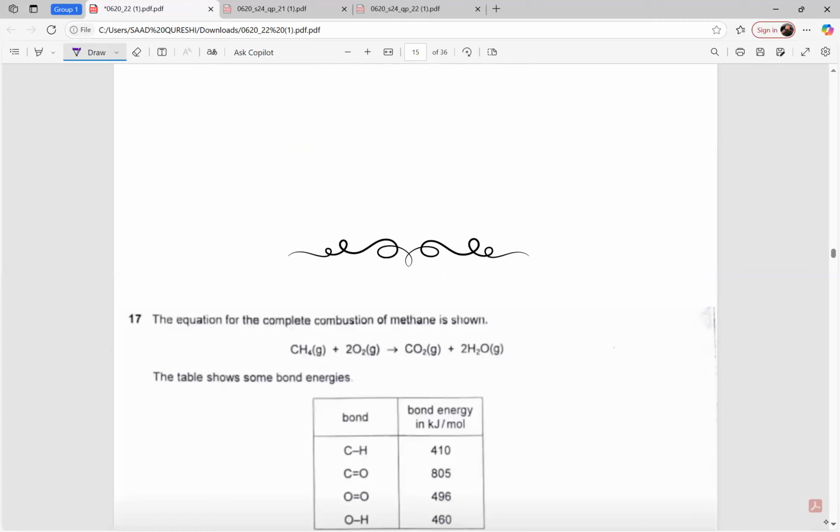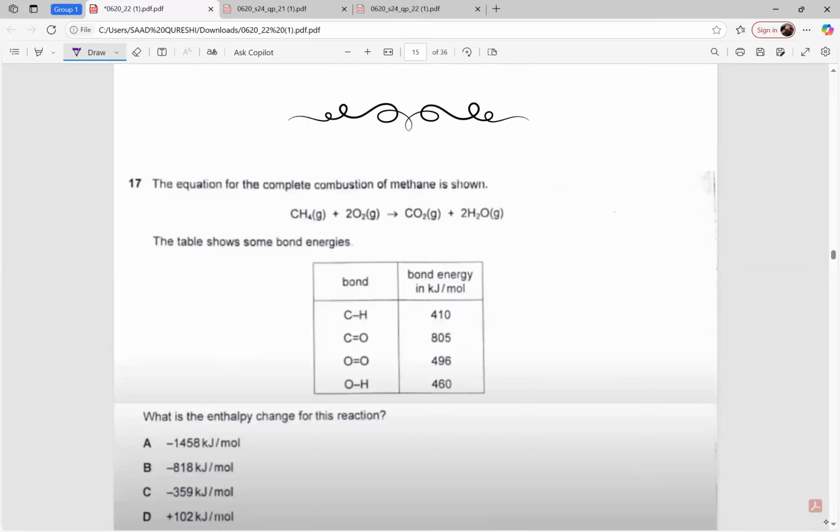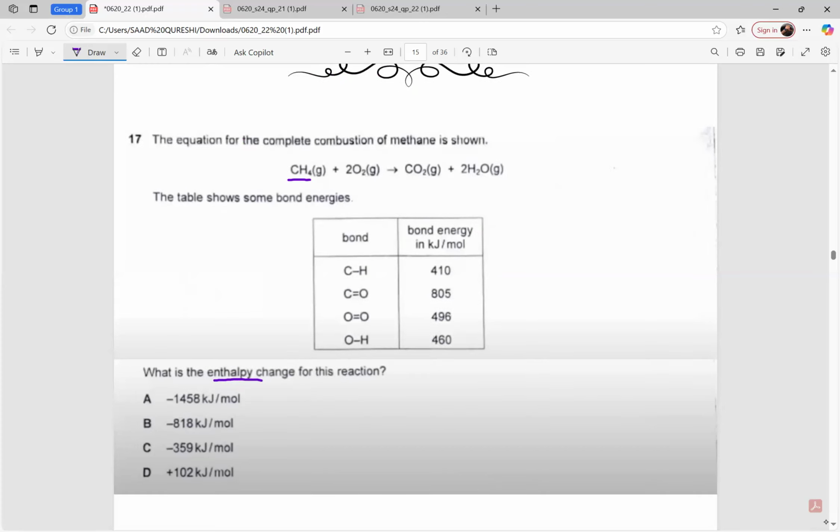Question 17, we have to calculate the enthalpy change for this reaction. For CH4, we'll write here for the reactants, and here we'll write for the products. For the reactants, it's CH4. We will make it like this, CH4, 4 hydrogen. The number of bonds is 4. So we have 4 C-H bonds. Plus, there are 2 O double bond O bonds.